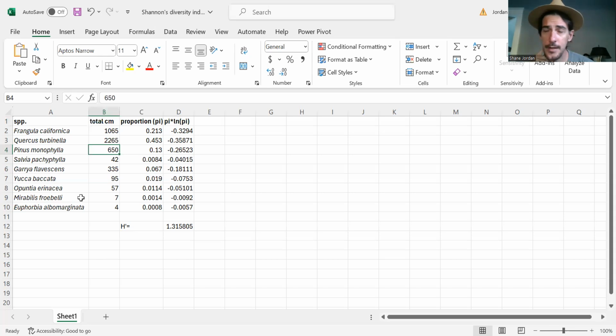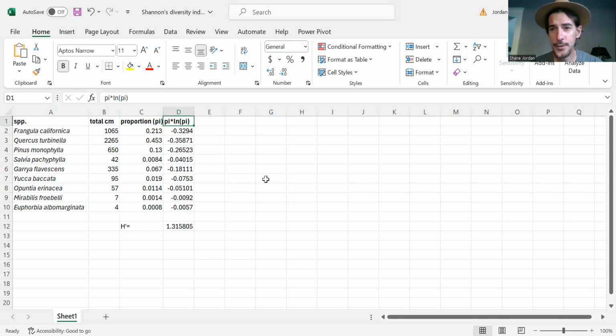And what we want to do with this data is use it to calculate Shannon's diversity index. As you might recall, Shannon's diversity index is a measure of diversity that accounts for both species richness, that is the number of species, and species abundance, how many centimeters within that 50-meter transect each species occupied. It is calculated as the sum of proportional cover times the natural log of proportional cover of each species in the particular data set.